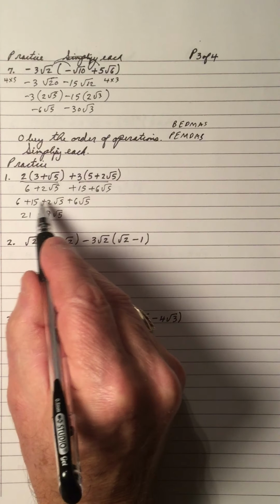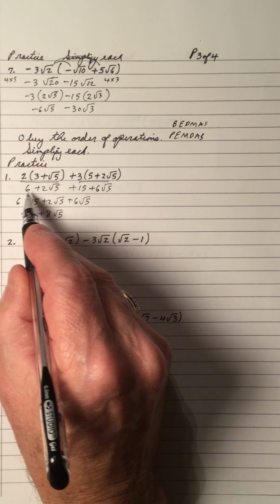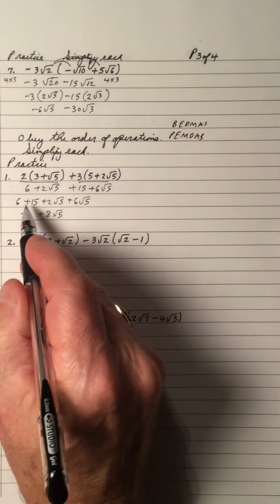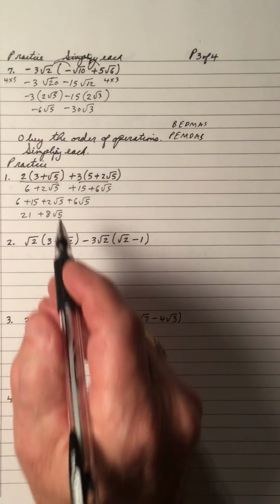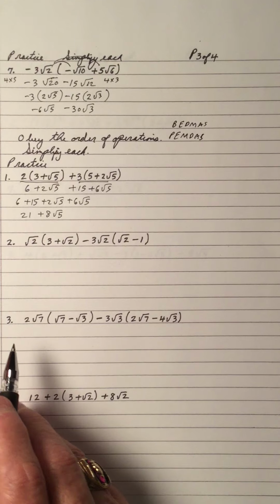Grouping these together, notice if you didn't want to write this step, you could just say 6 plus 15 is 21 and then add these two to get the 8 root 5 without going to this. But when you get a lot of terms, it's best to group them so you won't make a mistake.